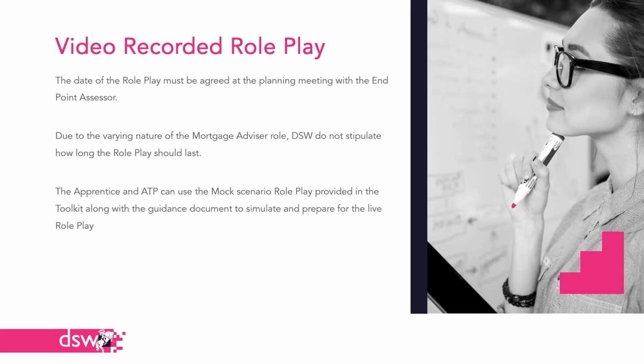The live documentation will be sent to the apprenticeship training provider 24 hours prior to the role-play taking place. Due to the varying nature of the mortgage advisor role, DSW do not stipulate how long the role-play should last. Mock role-play scenarios are available in the toolkit. Following assessment of the role-play, the apprentice will be advised via the assessment record which learning outcomes have not been met. These will need to be evidenced via the portfolio and reflective discussion.